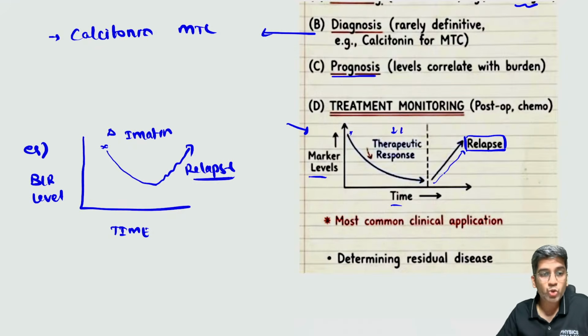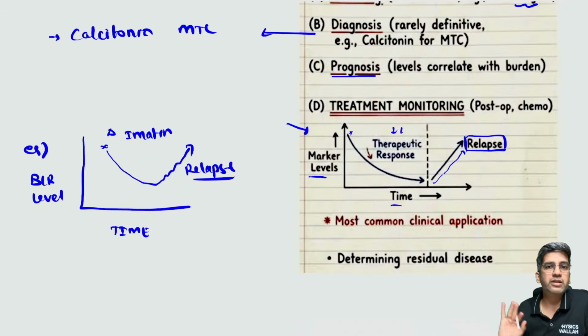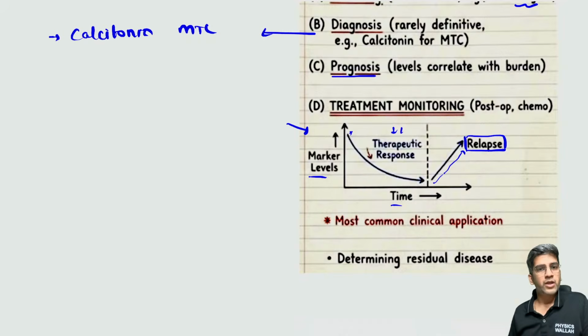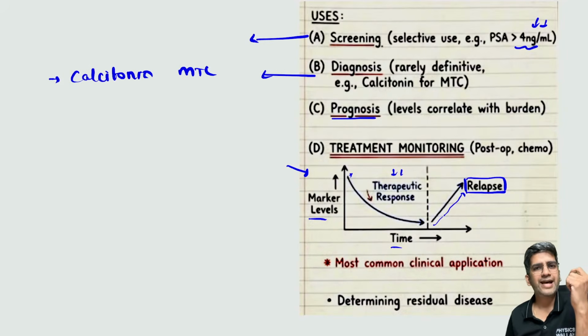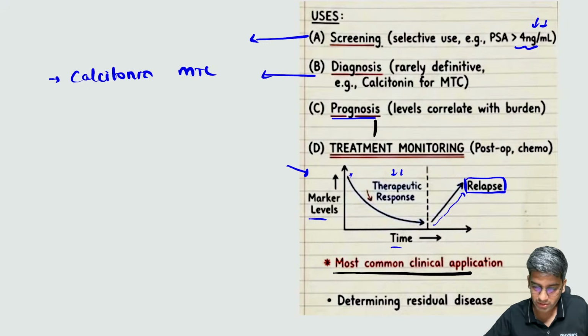This diagram holds true for almost every tumor marker and almost every therapeutic response you will ever read in medicine. A very simple graph and line diagram, right? Okay, I'll erase this, but that's how you can present in an exam paper. So I can use it for screening, diagnosis in very few particular conditions, prognosis and treatment monitoring. The most important clinical implication is prognosis and treatment monitoring. Diagnosis and screening is not the important one. Prognosis and treatment monitoring is the most important one, and determining the residual disease.